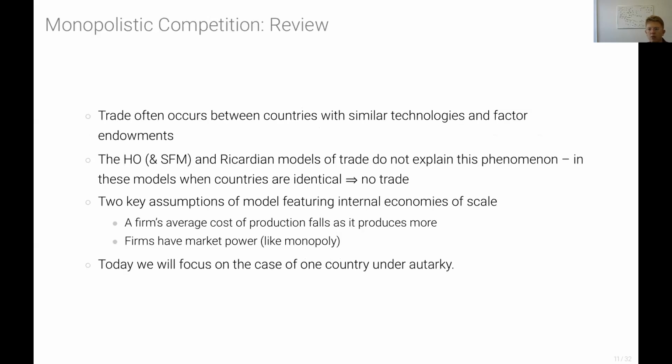Okay, so that was a review of how a monopolist sets prices and quantities. We're going to see some of those dynamics play out in the monopolistic competition model. So just to review what the monopolistic competition model aims to do, we often see that trade is going to occur between countries with very similar technologies and factor endowments.